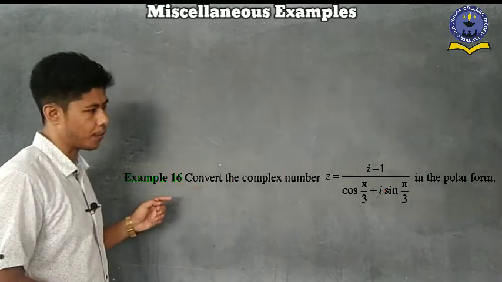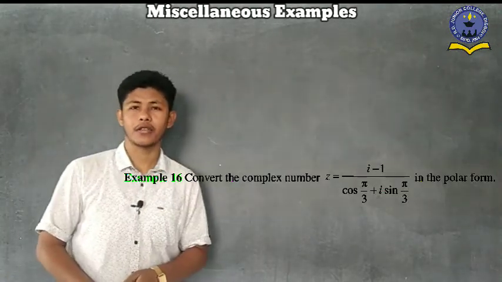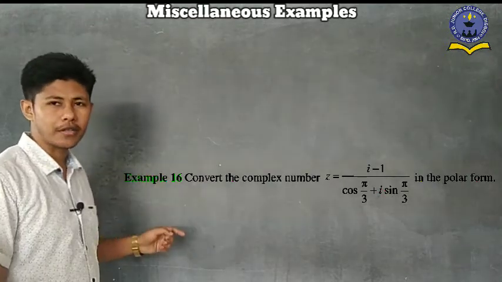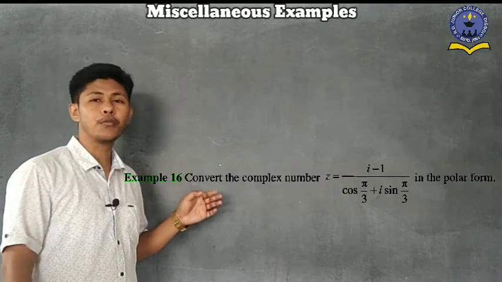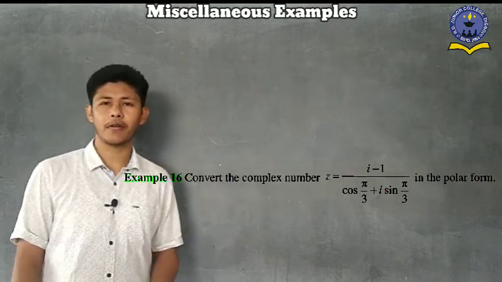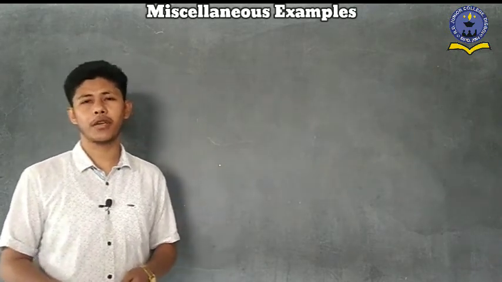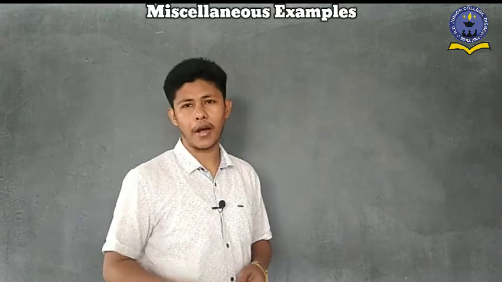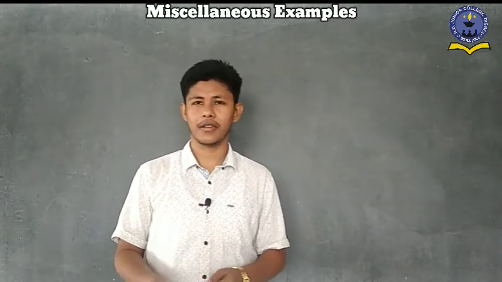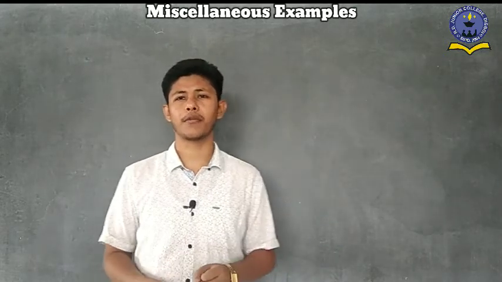If you see the question properly here, the question is not given directly in the form of a plus ib. So in this case, first of all, we have to convert this question into the proper form of a plus ib, and then after that we have to find the polar form. When we find the polar form, we have to find the value of r as well as the value of theta. r is the modulus of z, and theta is the argument. That means we have to find these two values, and finally we have to put them in this complex number.